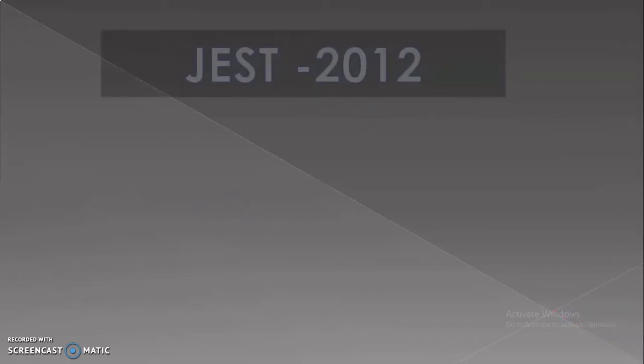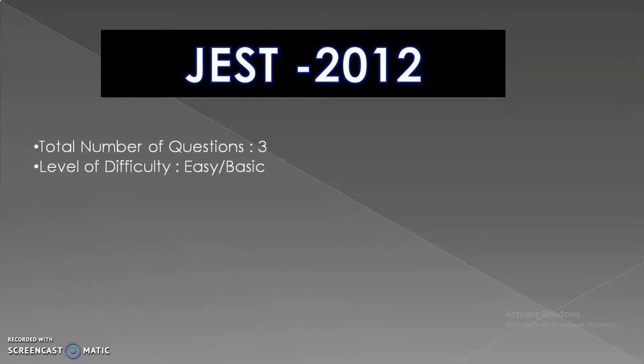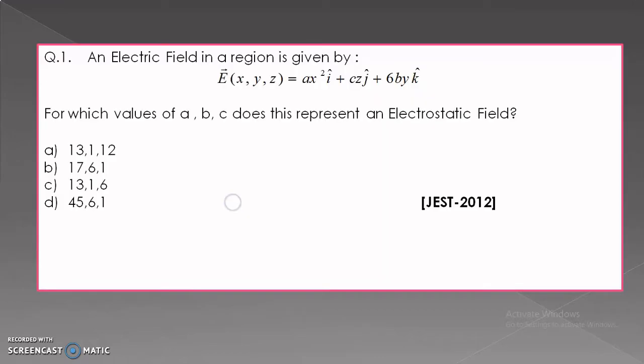So let's start with JEST 2012. In this year the total number of questions was 3 and the level of difficulty was easy or basic. Now, in our first question, the form of the electric field is given and we are told to find the values of the constants A, B, C, and 4 options are given.